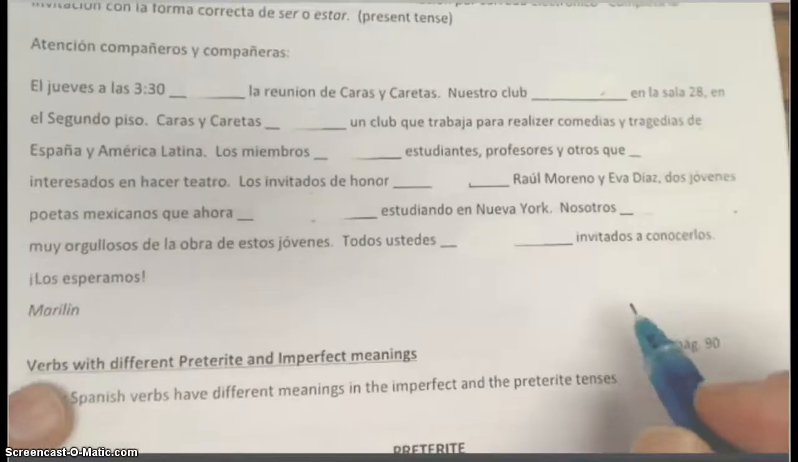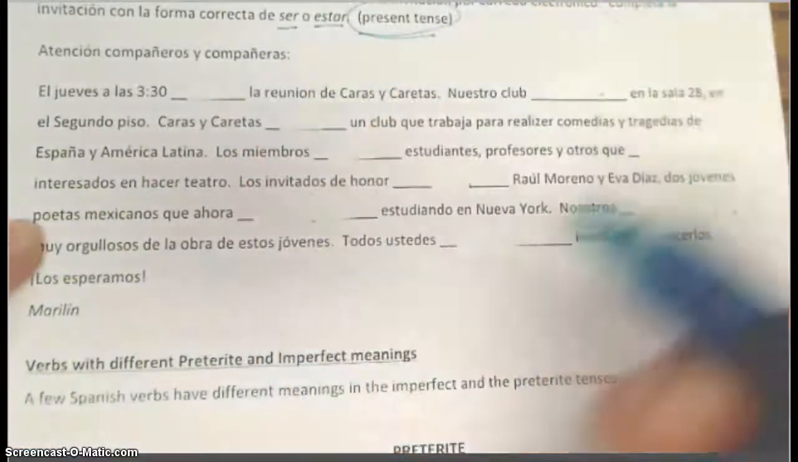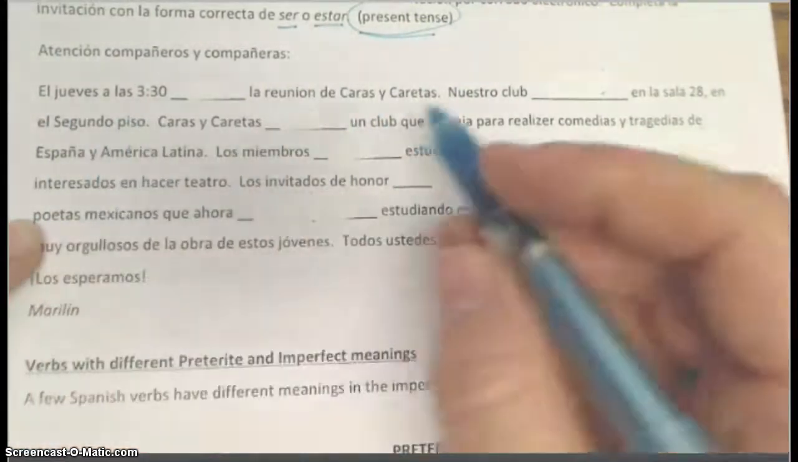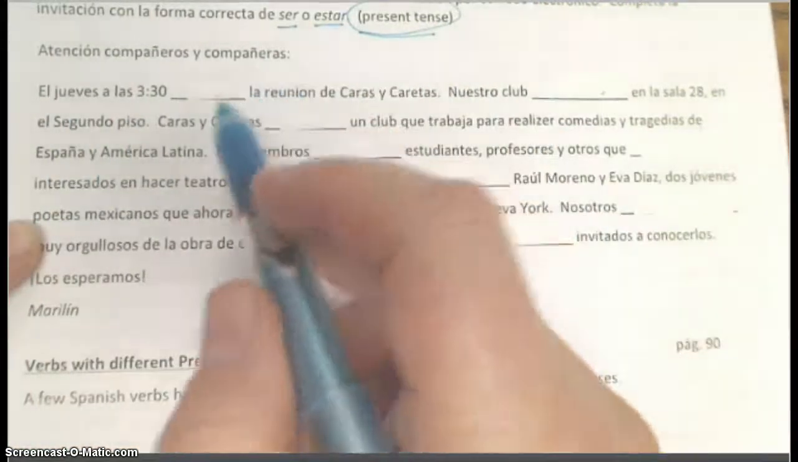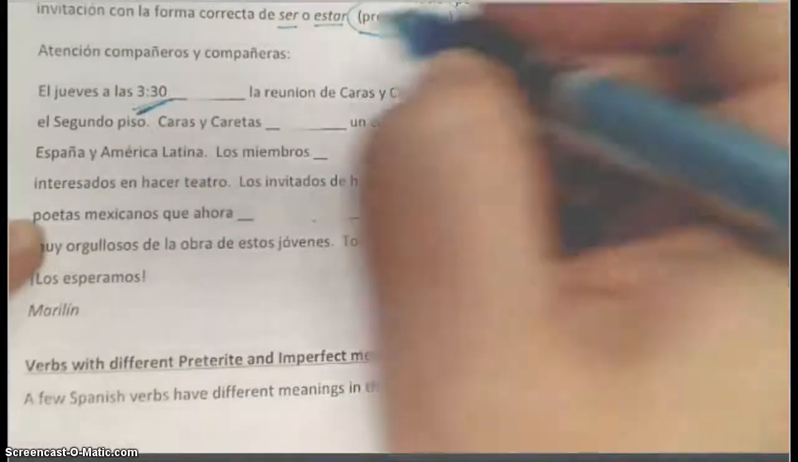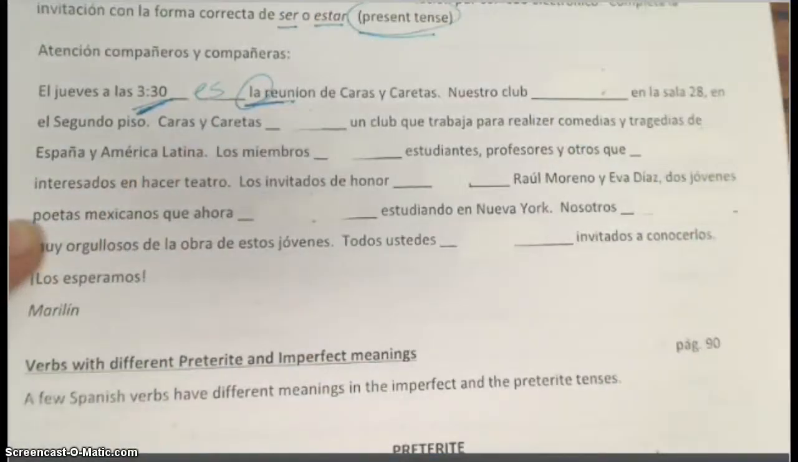All right, so we're using ser versus estar in the present tense here. El jueves a las 3:30, la reunión de Caras y Caretas. This is talking about time and when the meeting is. So I'm going to use the verb ser, and I'm talking about when the meeting is, so that's singular, so es. That's why that's the answer.